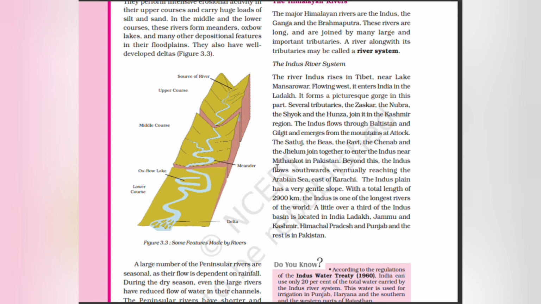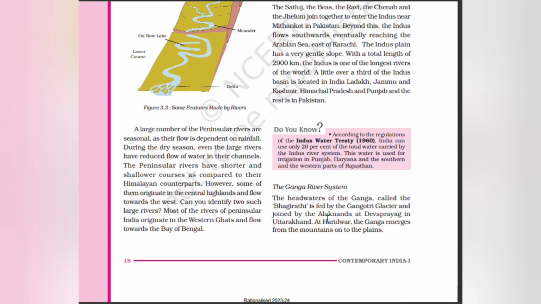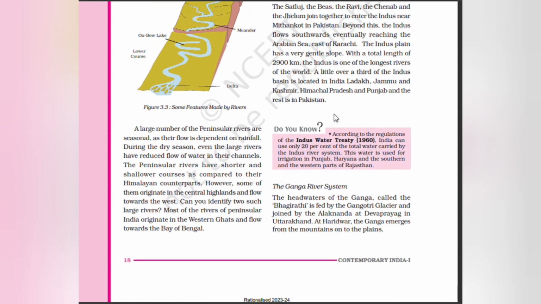Beyond this, the Indus flows southwards, eventually reaching the Arabian Sea east of Karachi. The Indus plain has a very gentle slope, with a total length of 2,900 km. The Indus is one of the longest rivers of the world. A little over a third of the Indus basin is located in India, in Ladakh, Jammu and Kashmir, Himachal Pradesh and Punjab. The rest is in Pakistan.